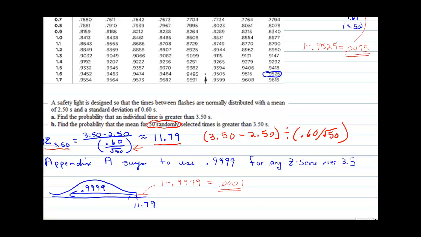If you look in the z-table, it says for any z-score over 3.5 to use 0.999. So that's what I did. Again, that tells me that the area or the probability to the left is 0.999, and so to the right would be 1 minus that. So the answer for part B is 0.0001, and it tells you to round both of those answers to 4 decimal places.